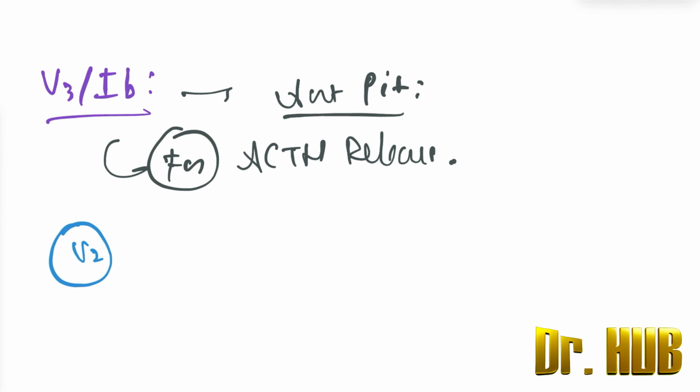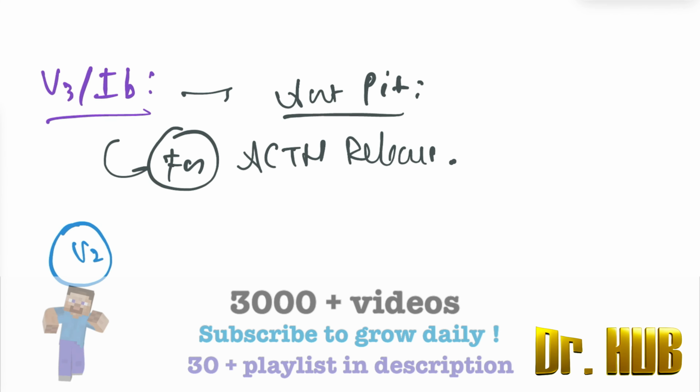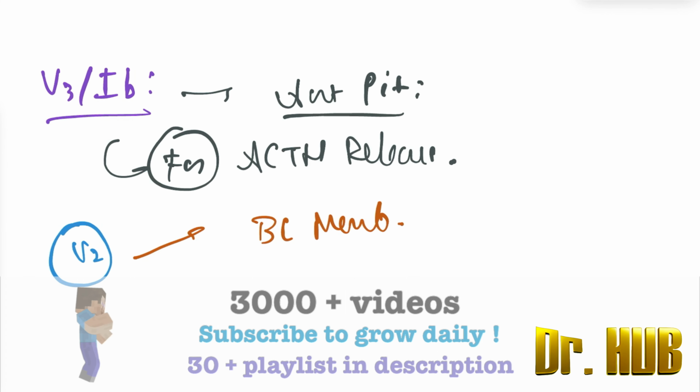Next, we'll move on to the V2. So till now we have seen the V1A and then the V1B, that is V3. Now we are going to look at V2. For V2, the localization is in the basolateral membrane of the collecting tubule, that is the CT.